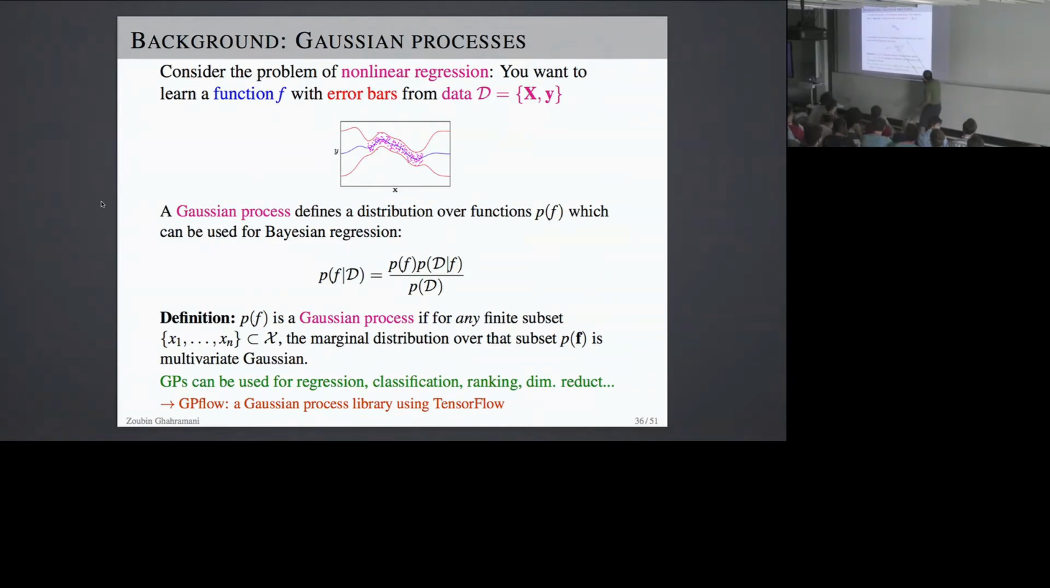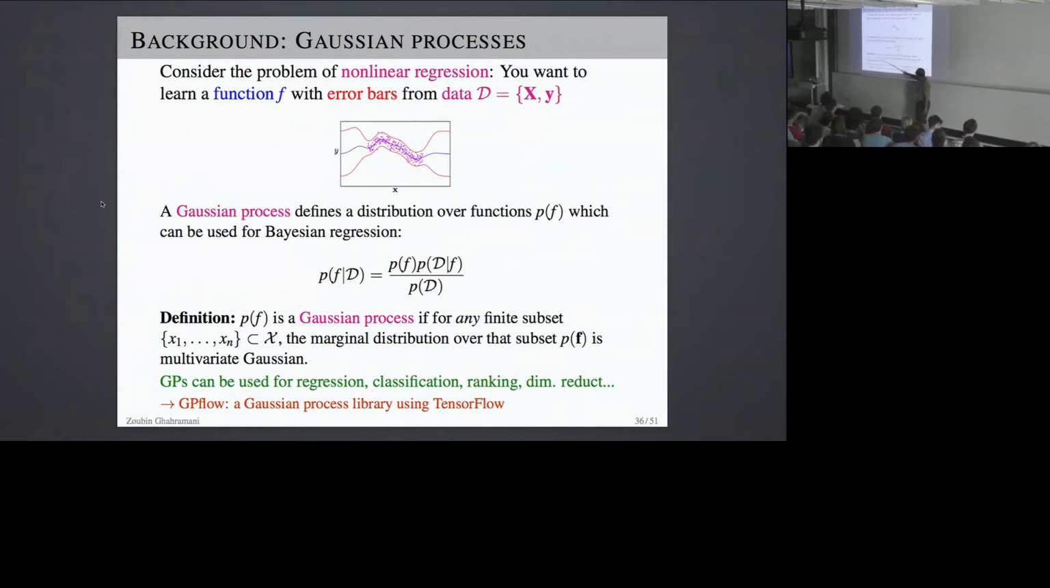Okay, so we're going to do, roughly speaking, Bayes' rule in function space. So we have a prior over functions, we have a likelihood, we multiply the prior by the likelihood, and then what we get is a posterior over functions. Okay? Now, what's the definition of a Gaussian process? Where does the term Gaussian come from?